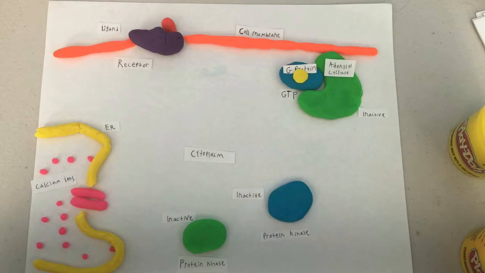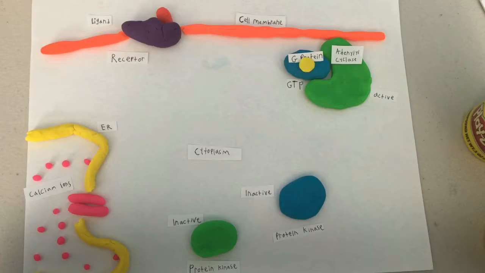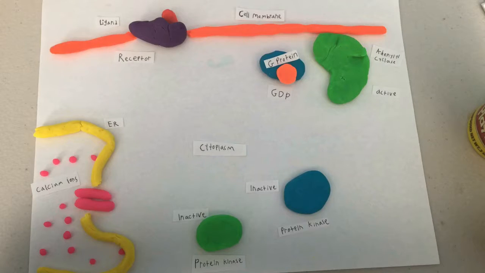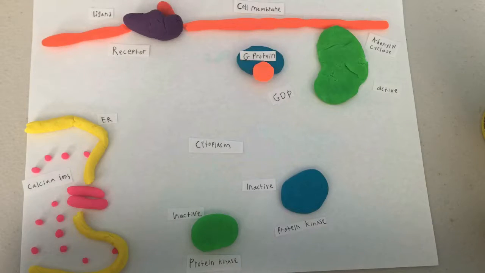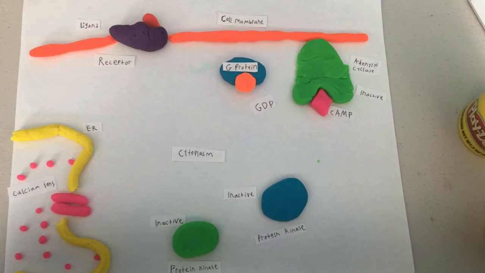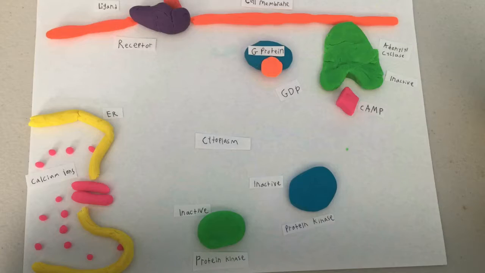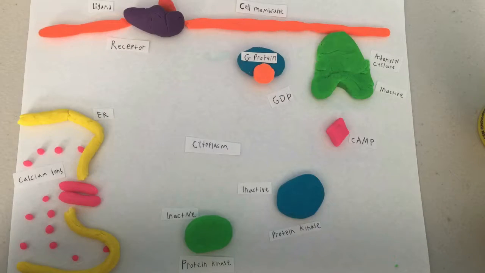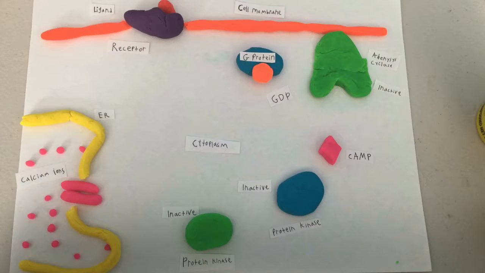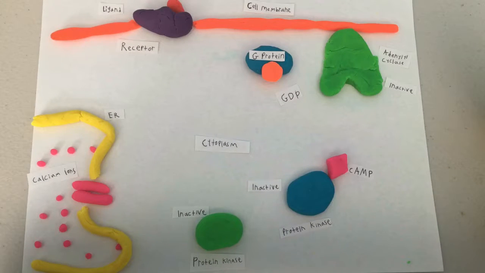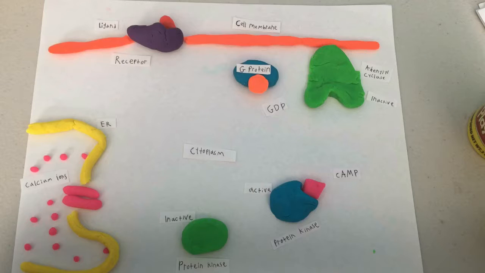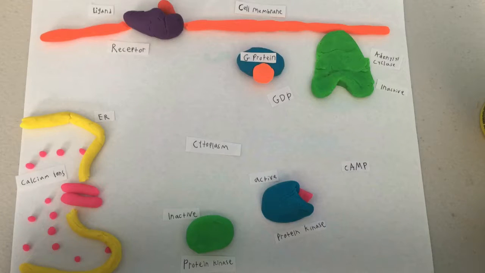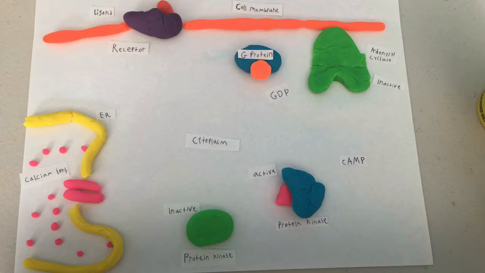This attachment activates the adenylyl cyclase and it changes shape. The activated adenylyl cyclase will convert ATP into cAMP. Then the cAMP will attach to another protein kinase. The protein kinase becomes active, changes shape, then sends the cAMP to the next protein kinase. This is a phosphorylation cascade, otherwise known as step 2, transduction.